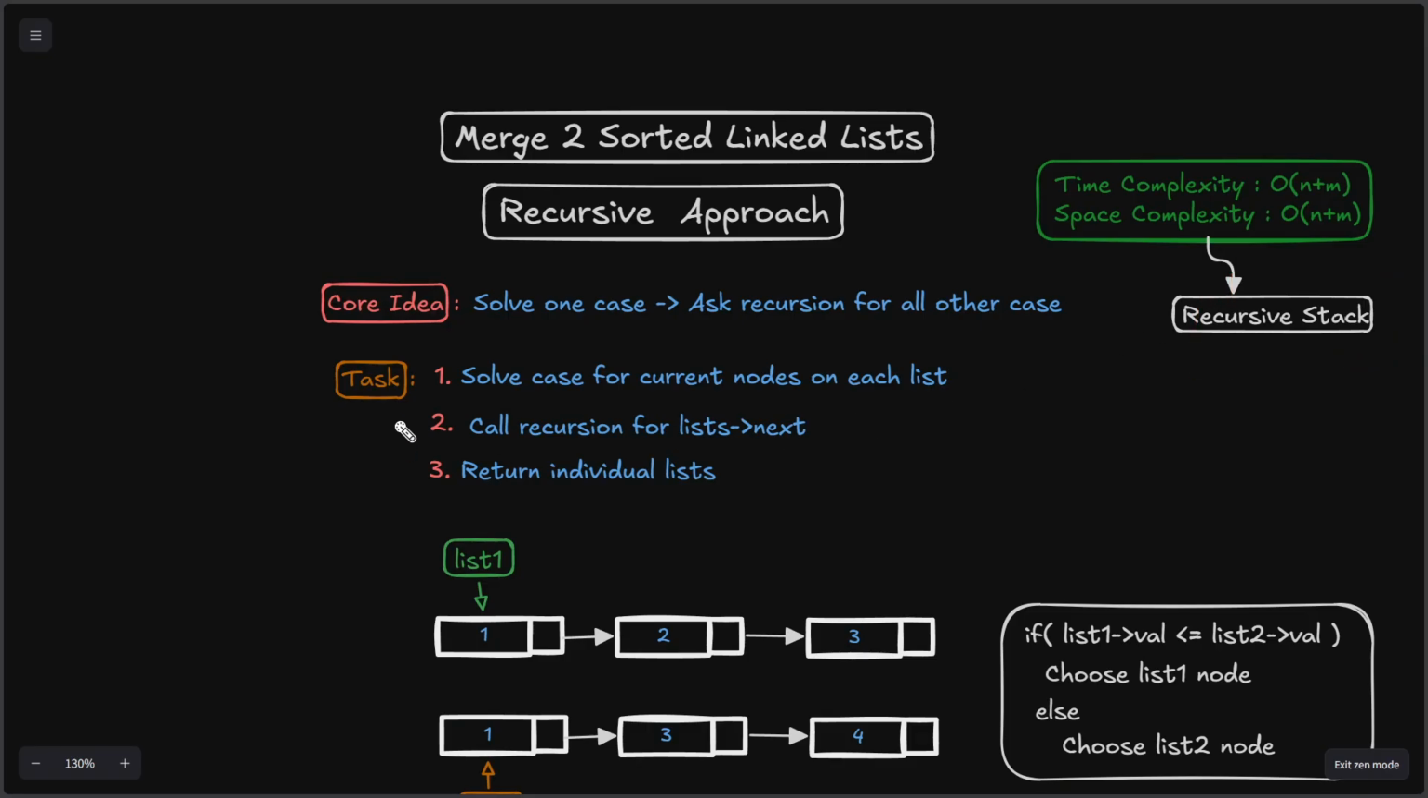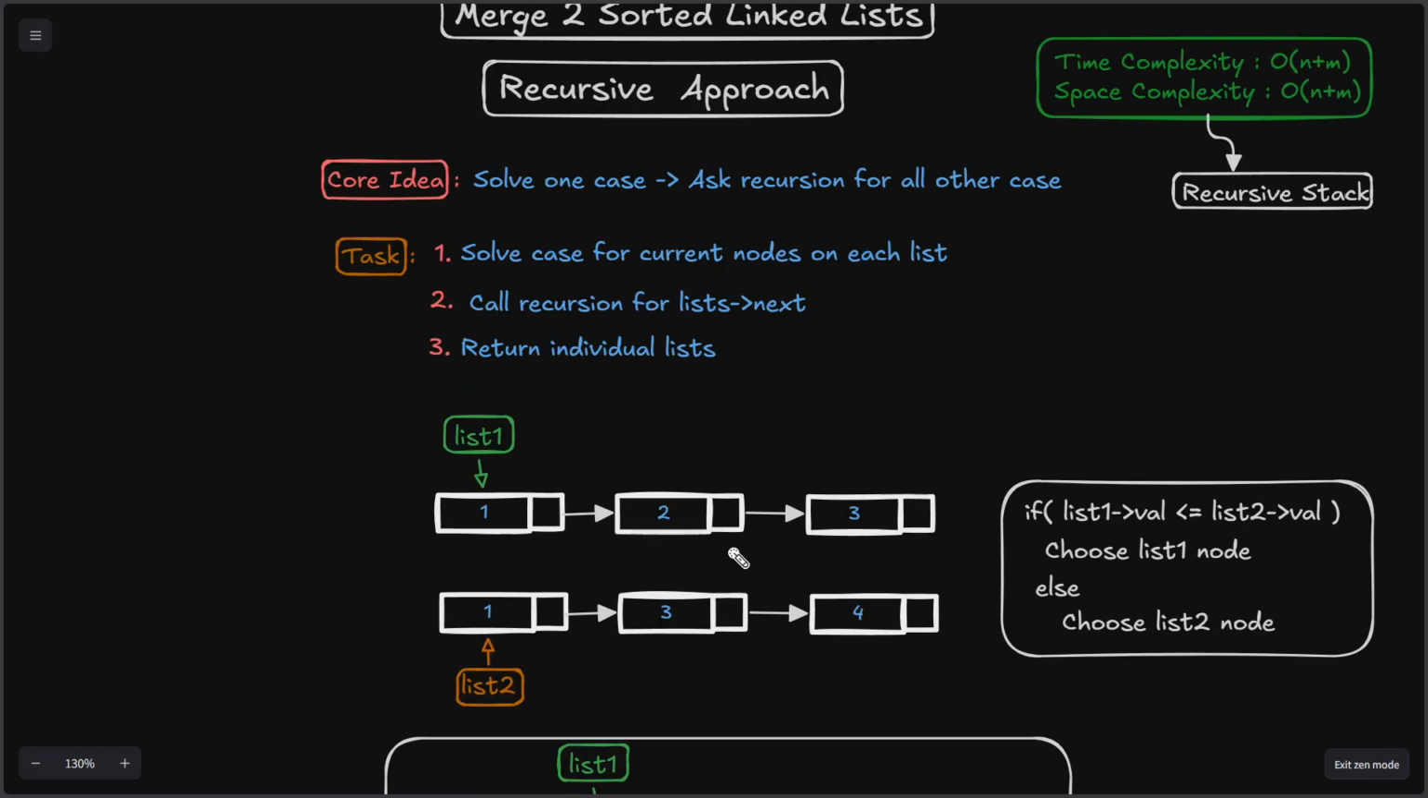Okay, the tasks that you have to follow in this method are: first, you're going to solve one case for the current nodes on each list, then call recursion for the next of that list, and then you're going to return the individual lists. Okay, so let me give you a feel for how this method is actually going to work, or how it's going to look.